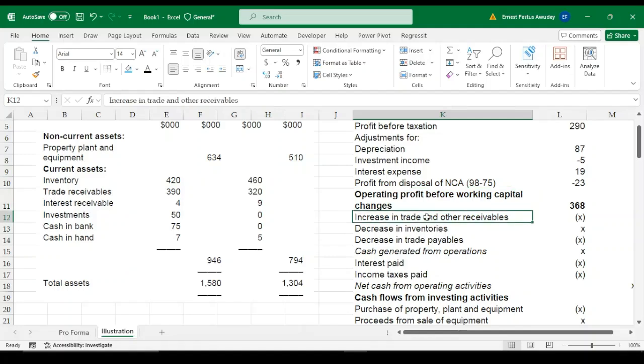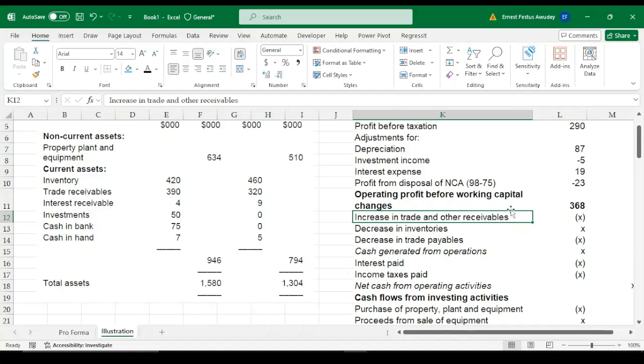Now, what is the working capital? The working capital, as we have seen, are the current assets items here. So we have inventory, trade receivables, as well as trade payables. Those are the principal working capital items that we have. But there might be other ones. So we have the first one here.